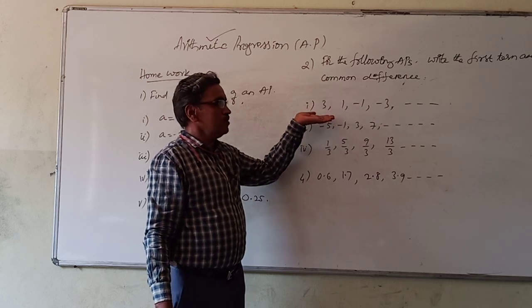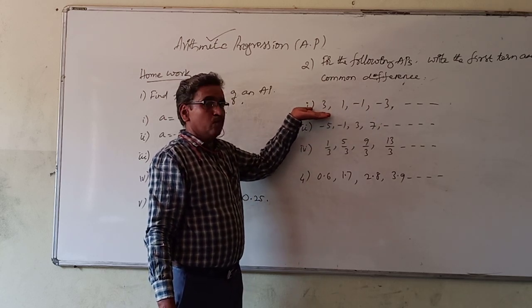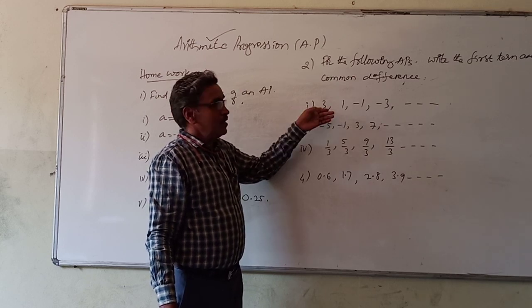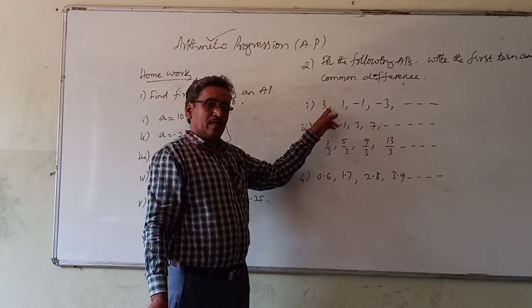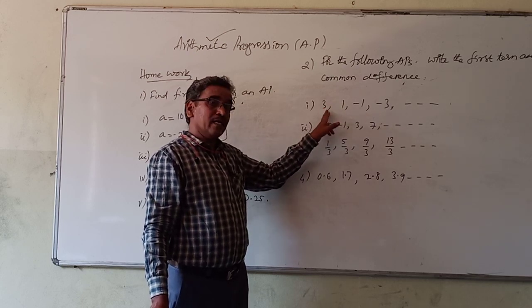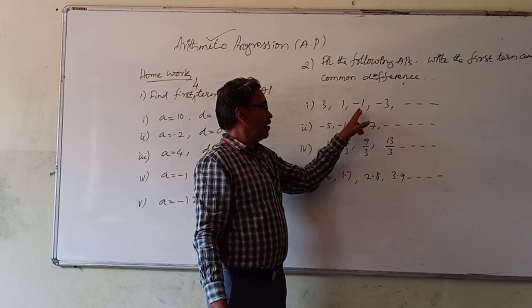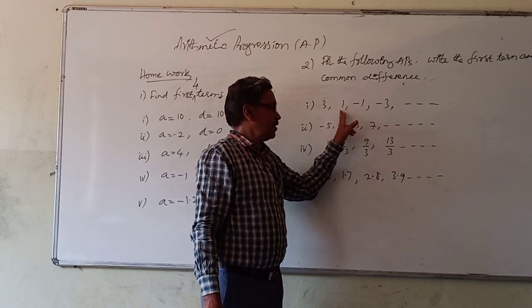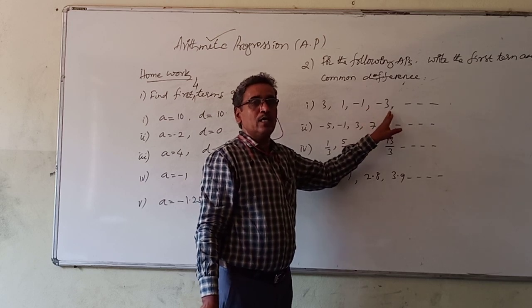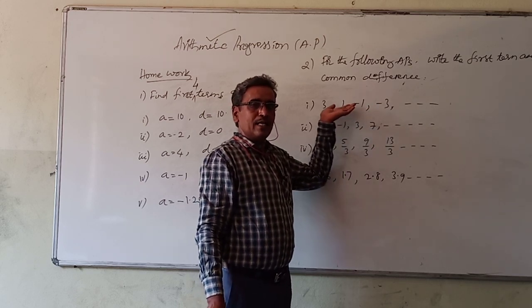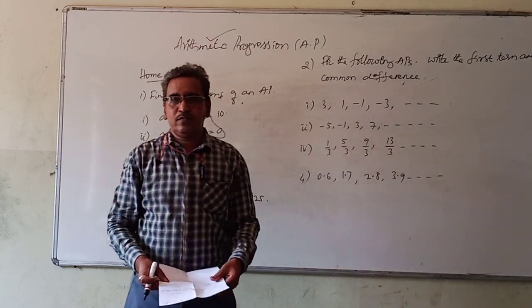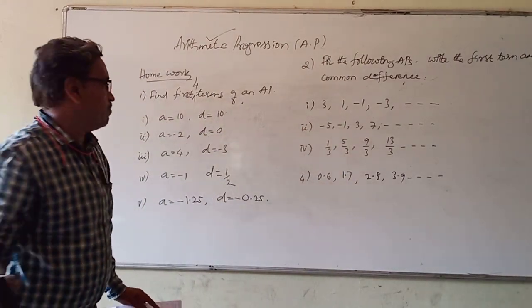Then our work is to find out the first term and common difference. For example, the first term is 3, and the common difference means the term minus its preceding term, consecutive terms, A2 minus A1: 1 minus 3 is minus 2. Like that, minus 3 minus of minus 1 is minus 3 plus 1, which is minus 2. Like that we calculate the first term and the common difference of the given AP.